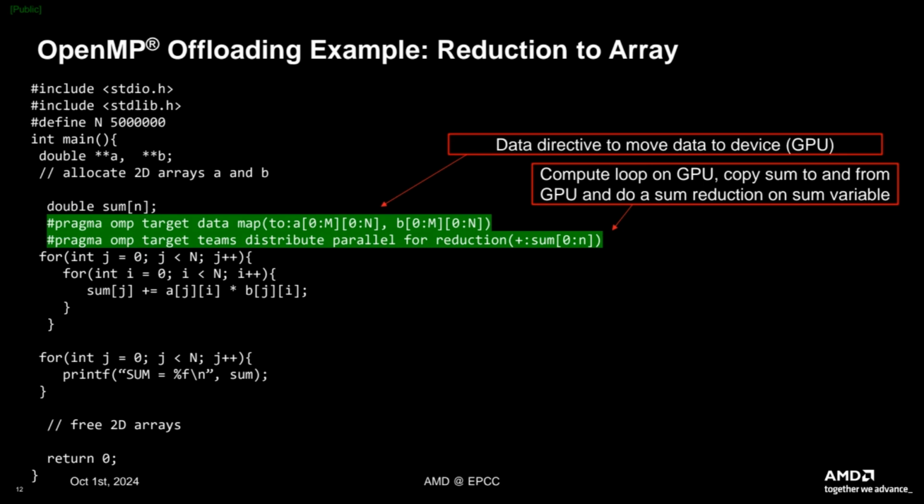Okay, and so what if we're reducing into an array, right? I just talked about reducing to scalars, but the more common case is reducing into an array. So the same as before, we're going to have some setup. We're going to allocate our now 2D arrays, A and B. But our pragma constructs and clauses are going to look slightly different. We still have our data directive to move data to the device or GPU. Now we just have 2D arrays that we're moving. And then we have our compute loop on the GPU where we copy the sum to and from the GPU and do a sum reduction on the variable. And here we actually have to explicitly say how many values are in that sum array.